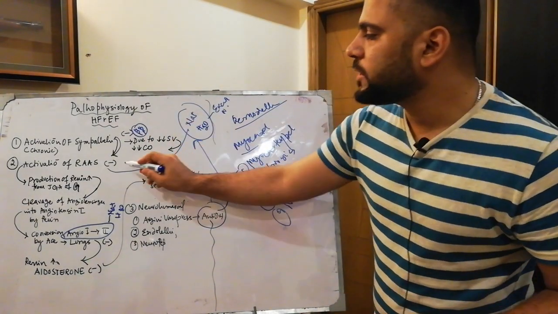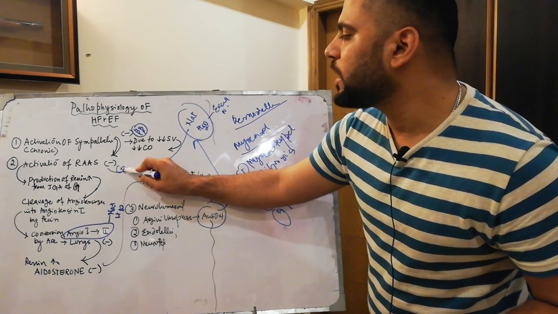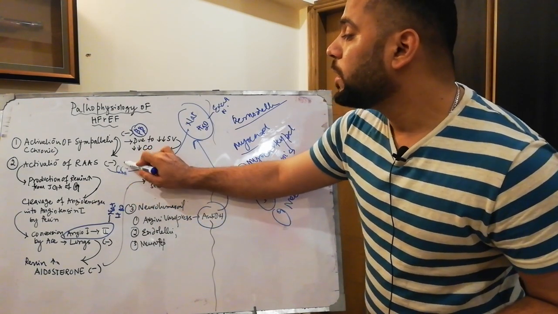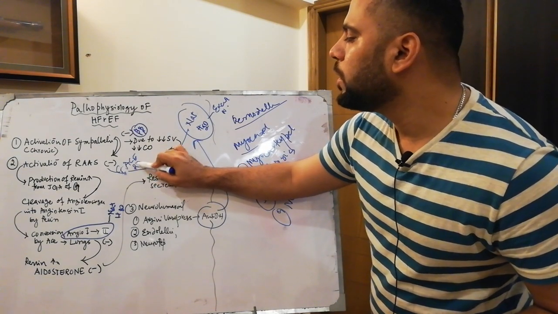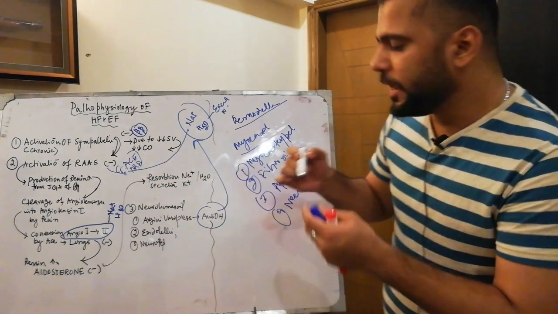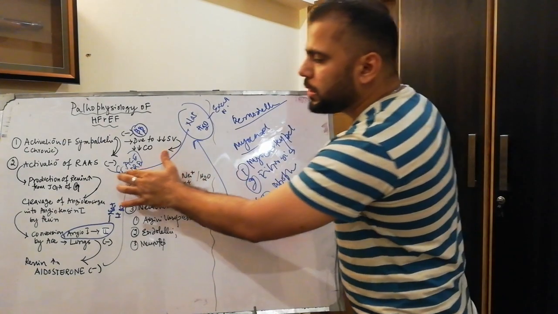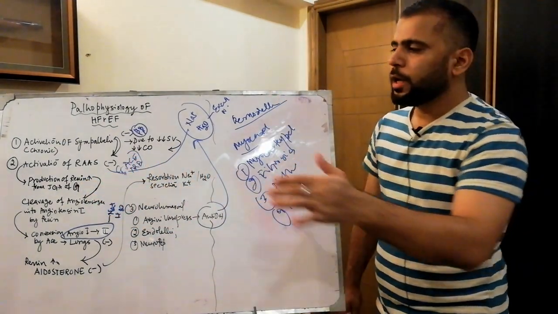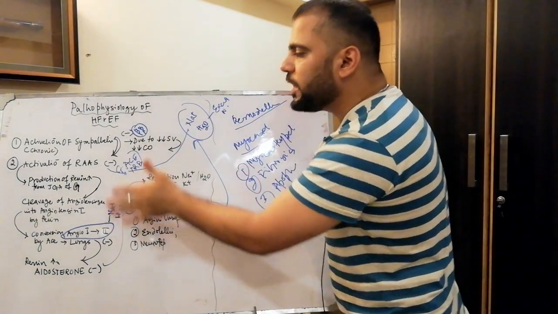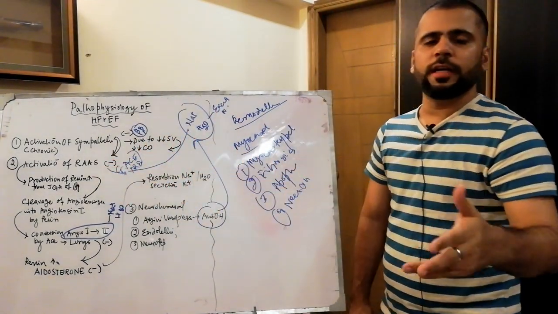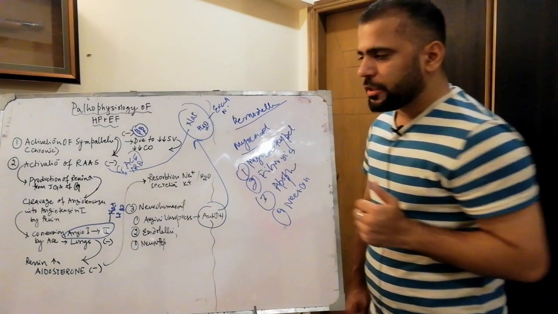Okay, now the next thing. These are all class 1 drugs in our patient. Here, by ACE inhibitors and ARBs, we are deactivating the RAS system, and by deactivating the RAS system we are actually preventing the remodeling in our HFrEF patients.